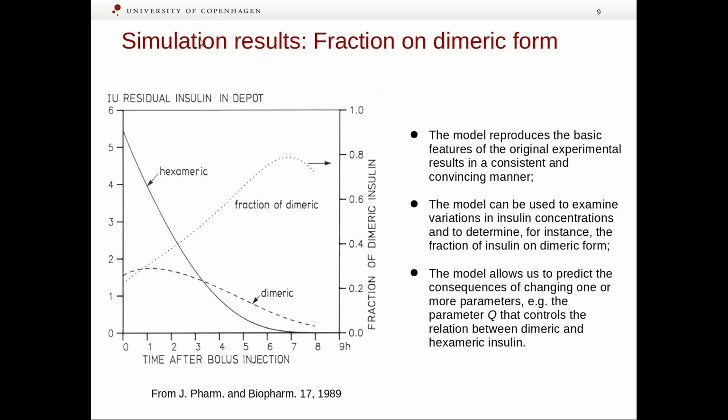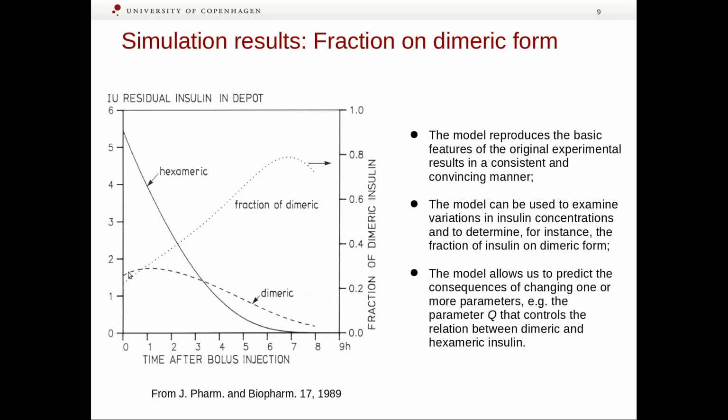The next slide shows the simulation results, or some of the simulation results. In particular, the idea here is to show that we can use a model to follow curves or behaviors in the system that we may not be able to see in the experiment. Here we have plotted the concentration of hexameric insulin, or residual insulin of hexameric form, as a function of time for 8 hours. And you see in the beginning all the insulin is almost in hexameric form. The result is that the absorption rate is fairly slow.